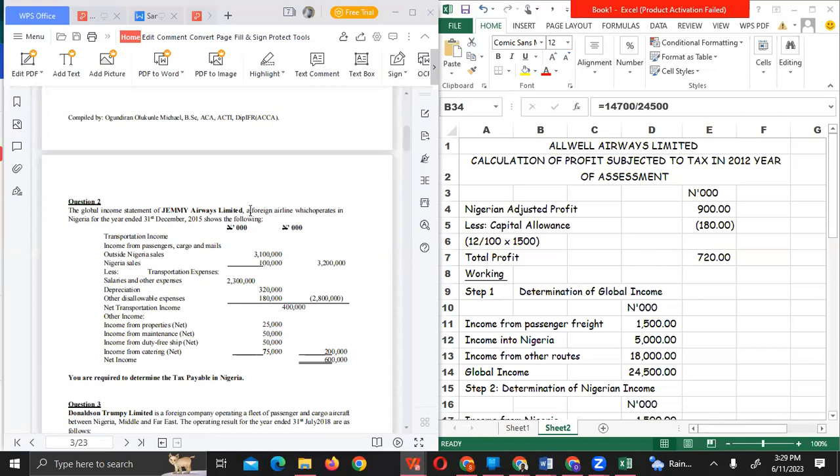Okay, question two. The global income treatment of Gimi Airways Limited, a foreign airline which operates in Nigeria for the year ending 4 December 2015, shows as follows. You are required to determine the tax payable.